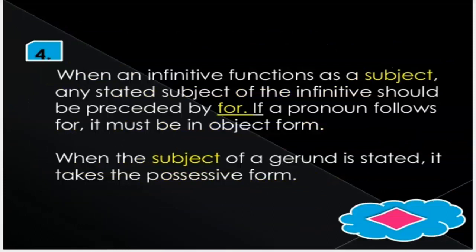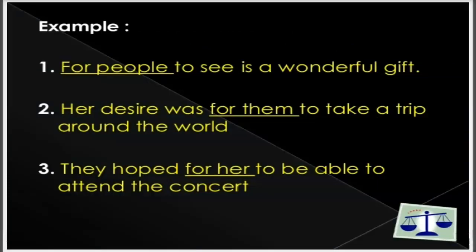When an infinitive functions as a subject, any stated subject of the infinitive should be preceded by for. If a pronoun follows for, it must be in object form. When the subject of a gerund is stated, it takes the possessive form. Let us see this example. For people to say is a wonderful gift.